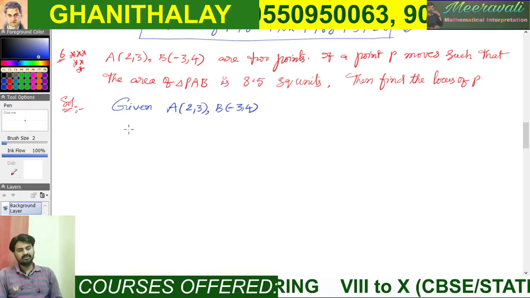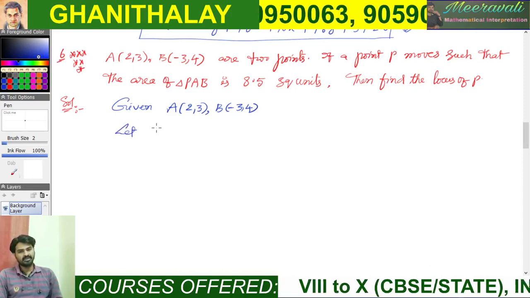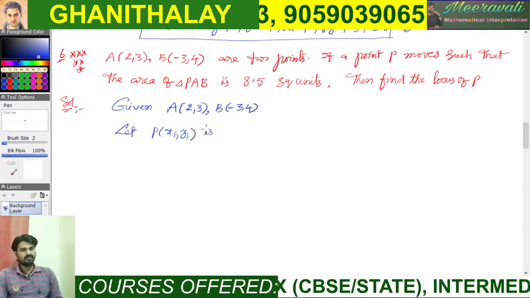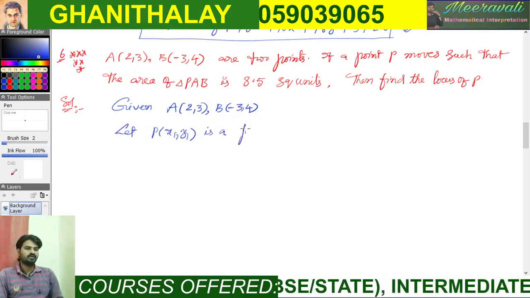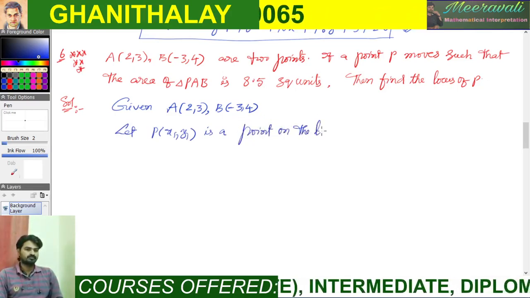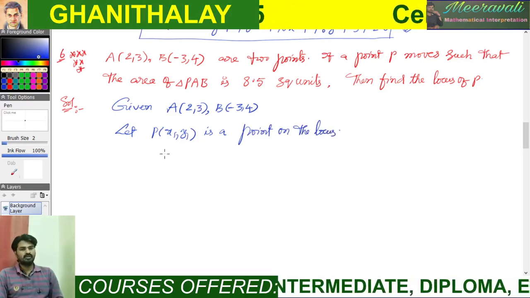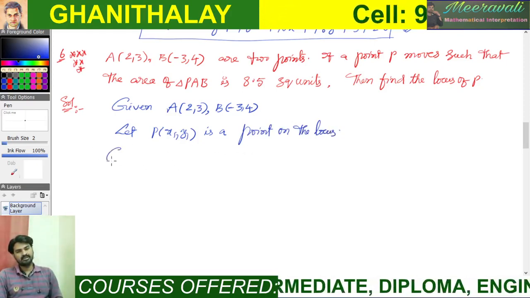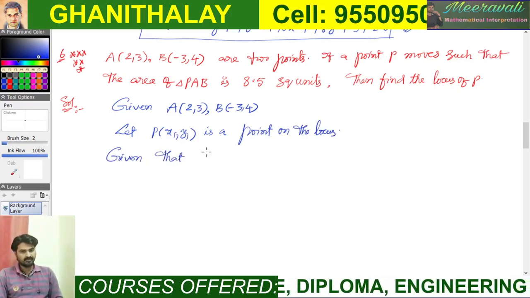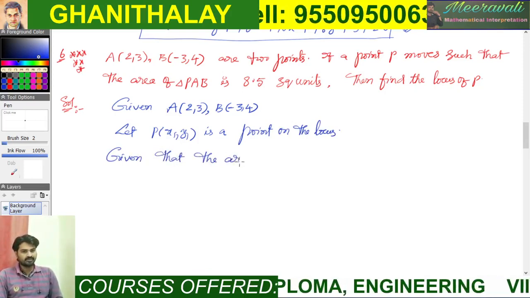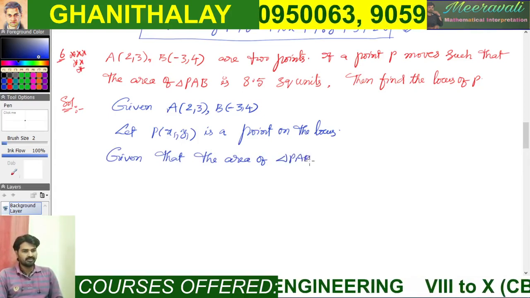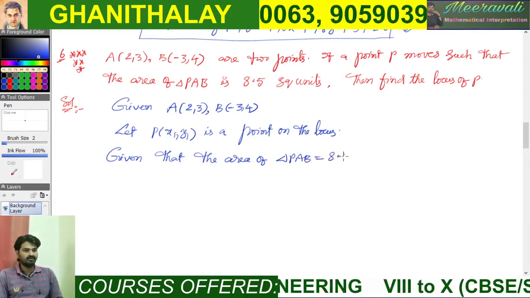So for that, first of all you have to take the point on the locus as P x1 comma y1, a point on the locus. Now given that, what is given? Given that the area of triangle PAB is equal to 8.5.